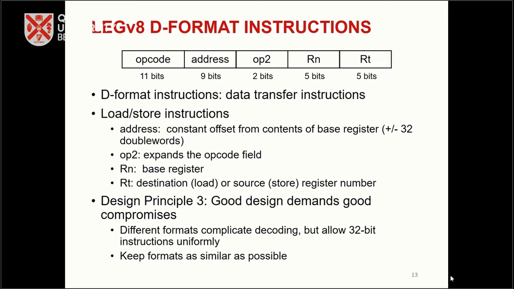So now what we are going to do is just commenting on other formats, but you will see that more or less it is the same. So the format instructions. D here stands for data transfer instructions. This means that we are transferring data, usually for load and store instructions. So here the same. We have 11 bits for the operation code. Then we have 9 bits for the address of the memory.